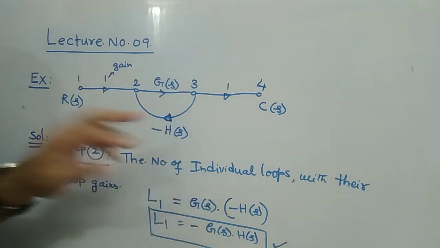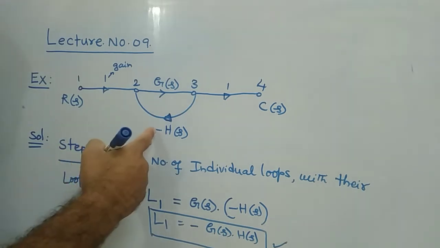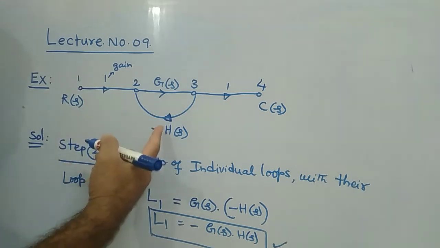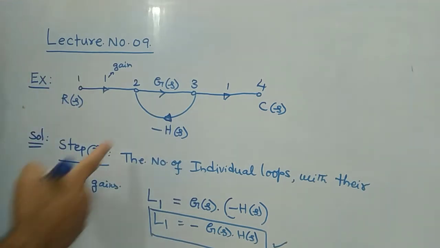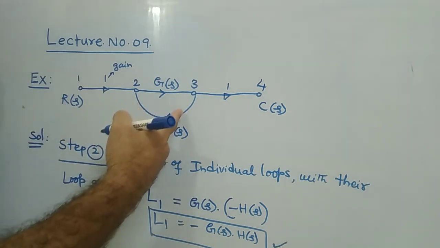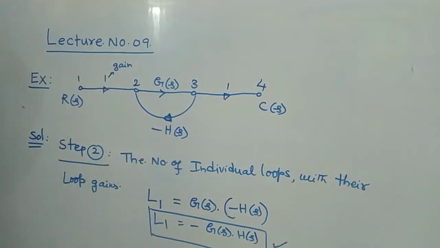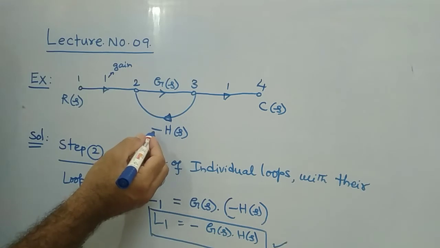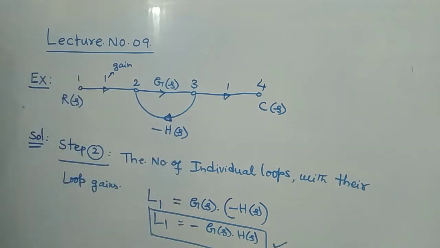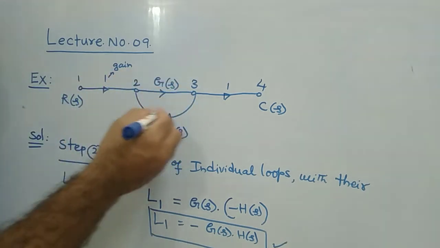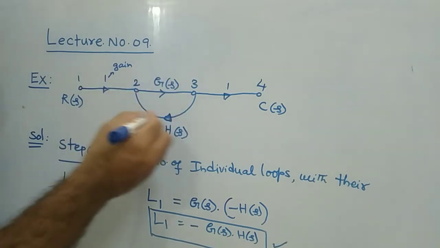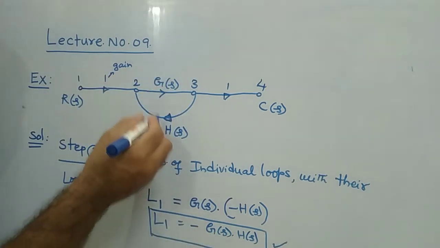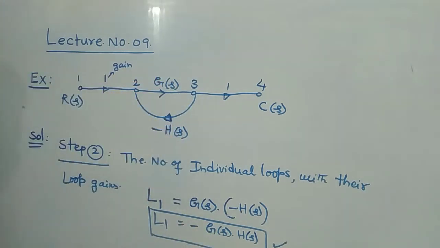If it is given plus, for example, if minus is not given here, and you have G of S and then H of S, then it is nothing but a positive feedback loop. Then this loop is called a positive feedback loop. So as far as this is concerned, minus is given, therefore it is a negative feedback loop. Therefore, what is the loop gain here? You have only one loop, and the loop gain is nothing but minus G of S into H of S. That is your step number 2.